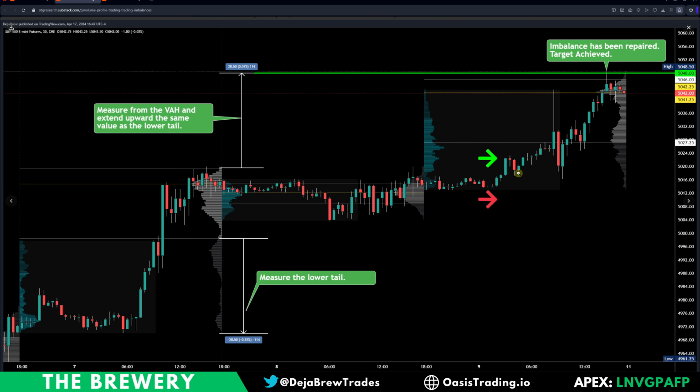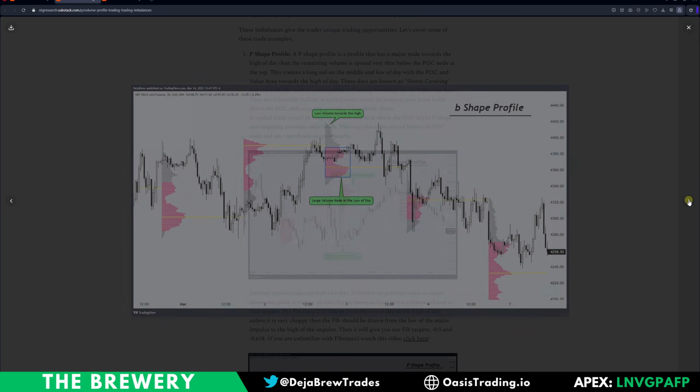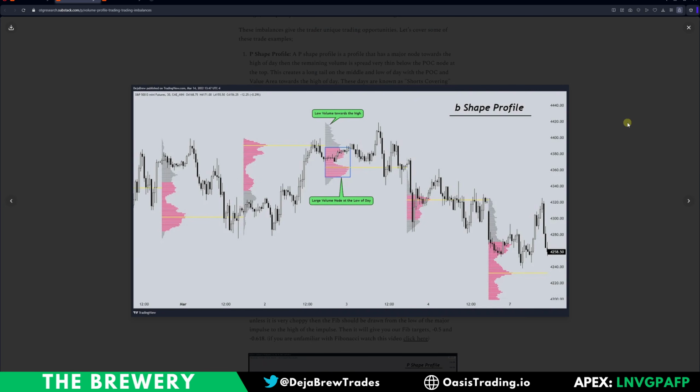Here's an example of how you could have traded that. Price began to break out of that value area high. You can take that as a long, put your stop loss below that prior node, whatever that support node is, and then target that imbalance. Okay, so that is it for the P-shaped profile.